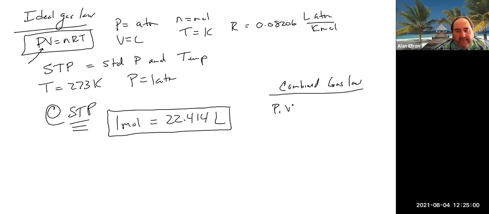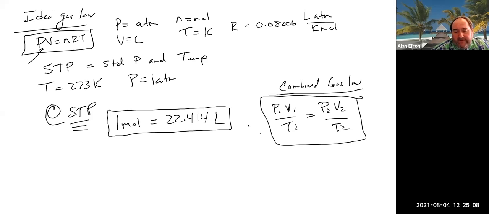We also had the combined gas law, which is P1V1/T1 equals P2V2/T2. Again, here we use our normal Kelvin for temperature. Pressures could be any units, volumes can be any unit. And this allows us to figure out what's happening as we play with all three variables together. Any questions on that?